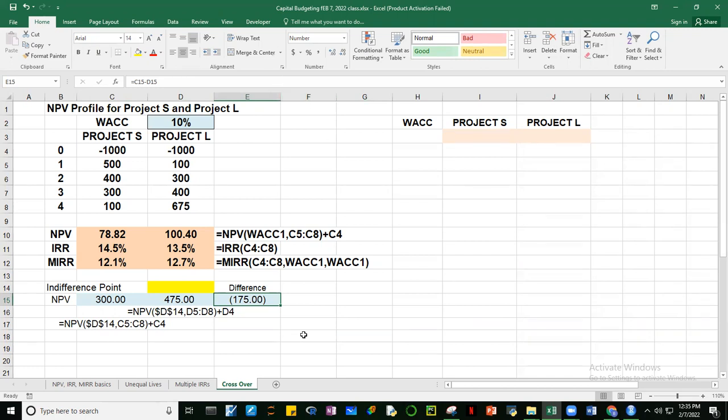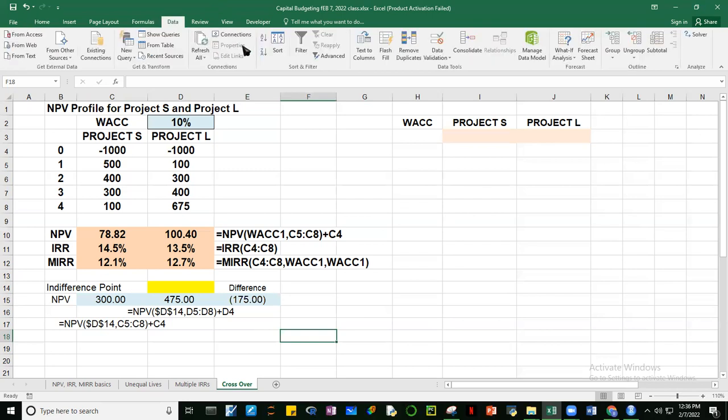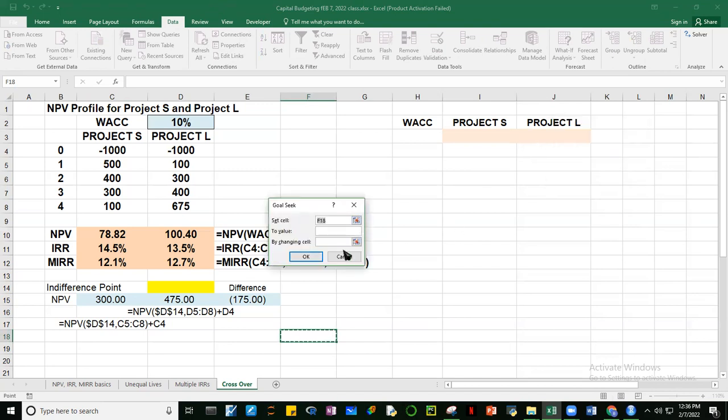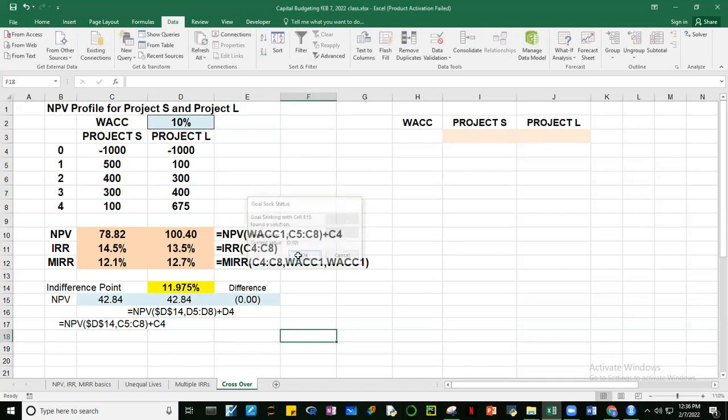You know how to do that, guys? Okay, paano yun? Data, and then what if analysis, goal seek. There. Goal seek natin. Okay, so sino i-goal seek natin? Itong difference. Set the difference to value equal to 0. Okay? By changing this cell. So pasolve natin kung ano tong weighted average cost of capital na to para yung NPV ni project S at saka NPV ni project L will be the same, no? They will be the same, tapos okay. Okay?